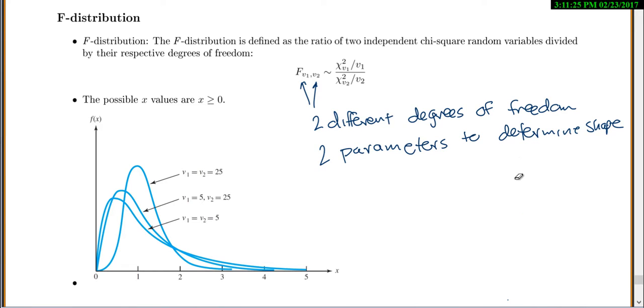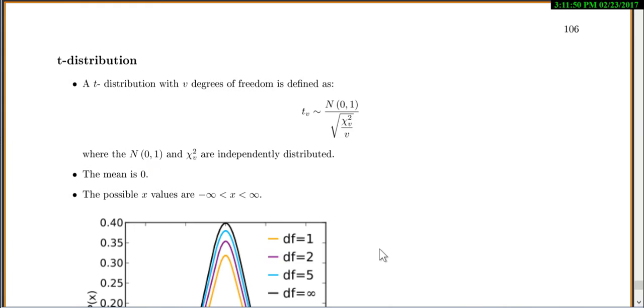And you can see coming down here and looking at these, again, not symmetric, positive values still, x has to be greater than 0. Here are some different values for degrees of freedom. This tall skinny one, both degrees of freedom are 25, and then we have one where they're both 5, and one in the middle where one's 5 and one's 25. So again, all you need to know is that it has 2 degrees of freedom that determine the shape, and that it's not symmetric, positive values.